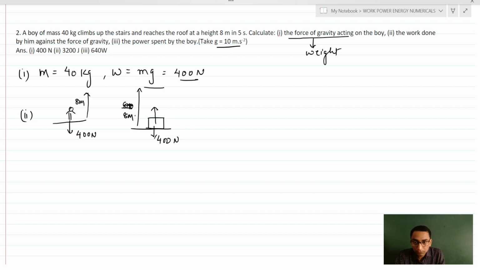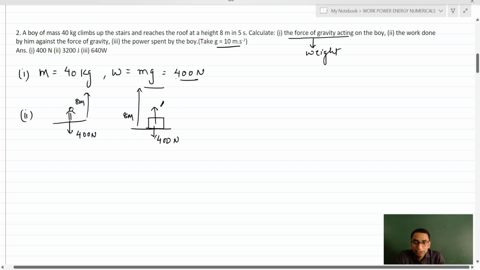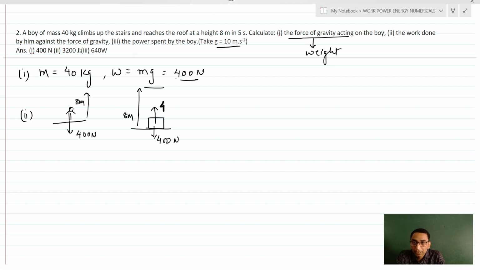But if you do that, suppose I apply 401 Newton in the upward direction, then there will be some net force acting on the box in the upward direction, and the box will start accelerating upward, and we don't want that situation. We want that the box should go in the upward direction with constant speed. So we would be saying that we will apply exactly the same amount of force in the upward direction so that this particular box does not accelerate.